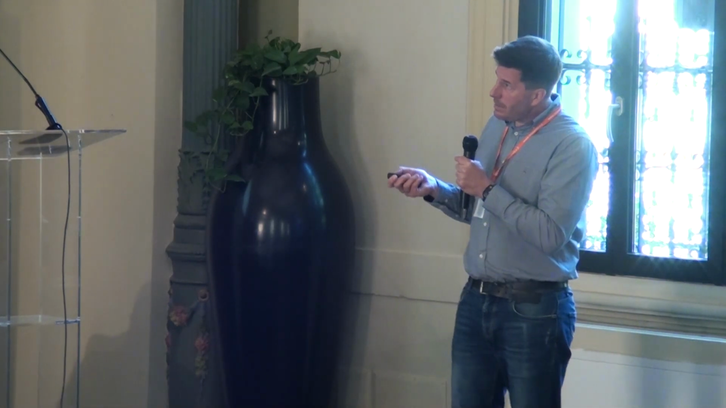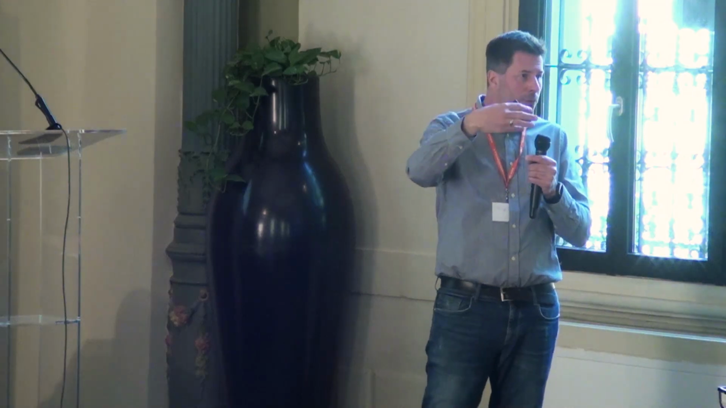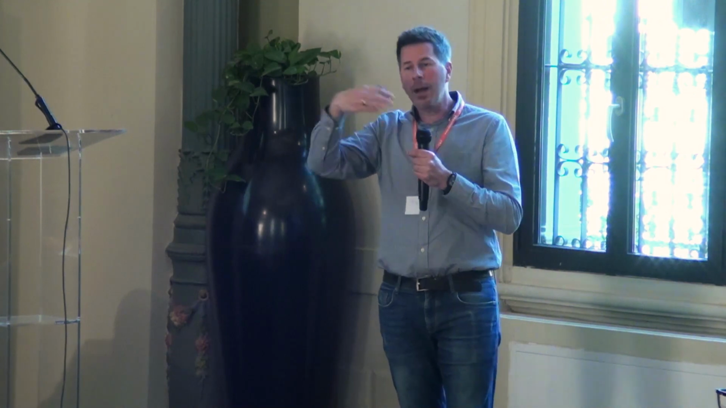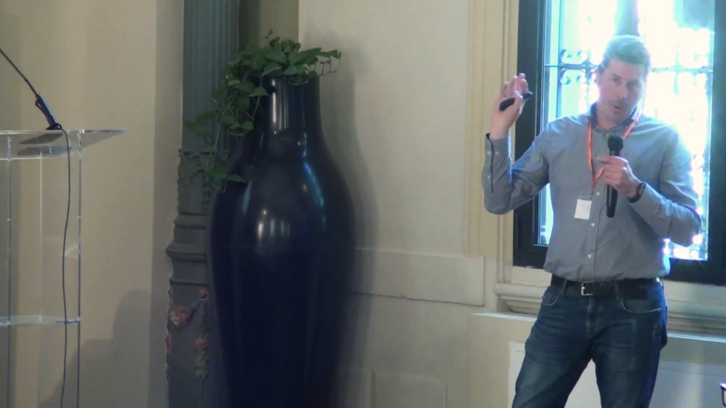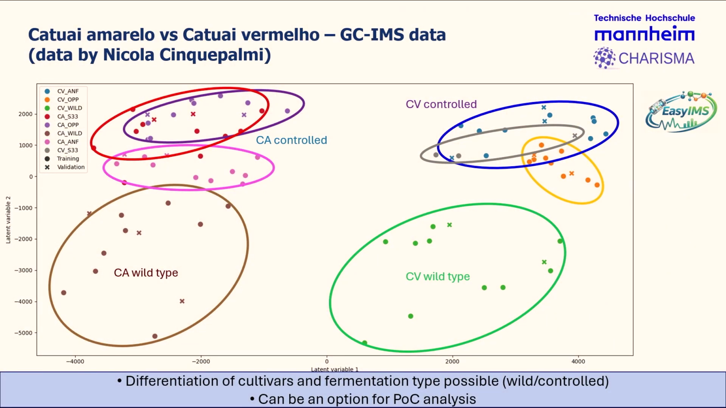And what is much more interesting is that you can differentiate the wild type fermentation versus the directed, controlled fermentation. And this is interesting in this context because if you plan to produce a high quality of coffee by controlled fermentation, you would want to be able to give proof that this is indeed controlled fermentation coffee, unless you want to go into some molecular biological approaches, which in roast coffee, I'm not so sure whether that's going to work. So that could be an option for point of care analysis.